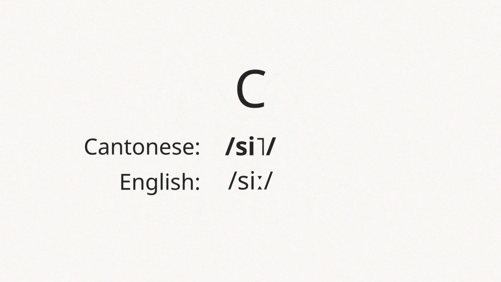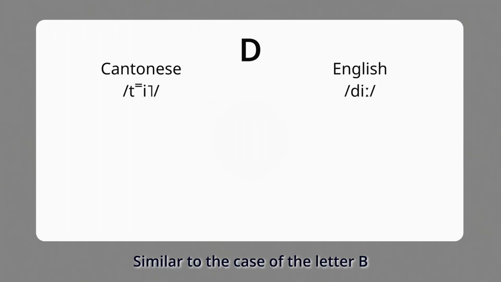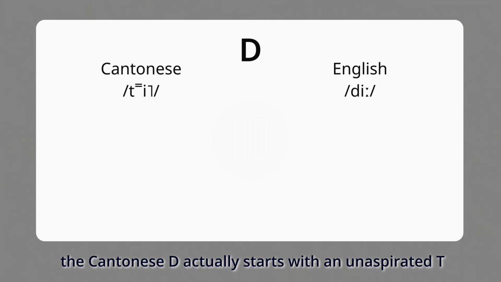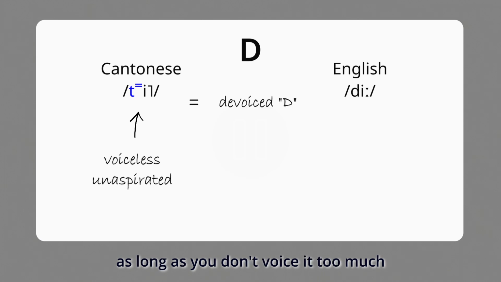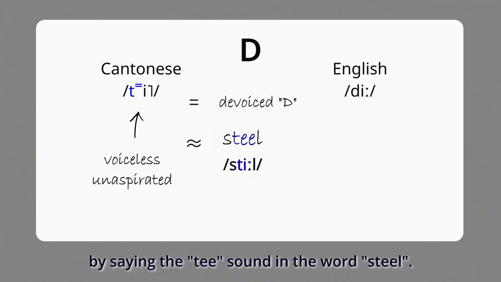C, D. Similar to the case of the letter B, the Cantonese D actually starts with an unaspirated T. So you can say the Cantonese D by saying D normally, as long as you don't voice it too much. Or you can do it by saying the D sound in the word steel.